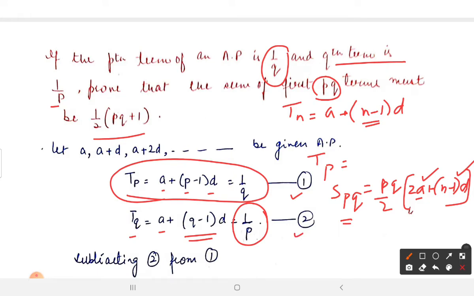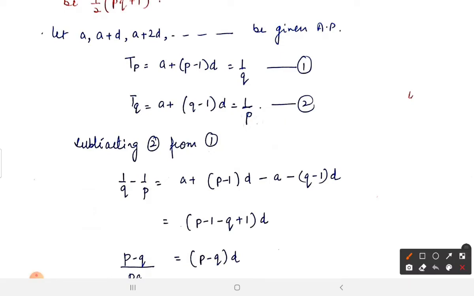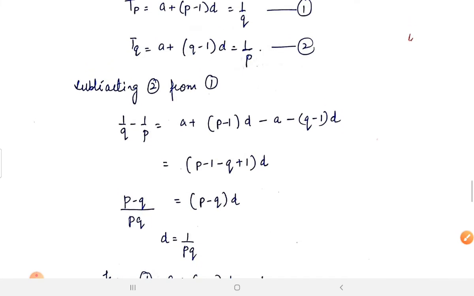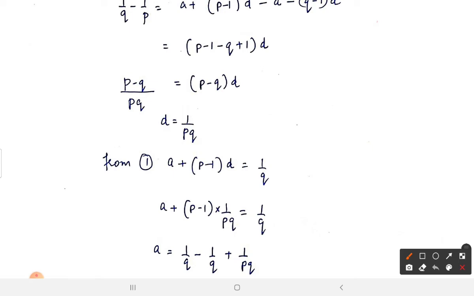So by subtracting 2 from 1, what will we get? We will get 1 by q minus 1 upon p equals a plus p minus 1 d minus a minus q minus 1 d. Take this, cancel with this, take d common, we have p minus q times d. Here also take LCM, we will get p minus q upon pq. This cancels with this, so d is 1 upon pq. Next, put d in either equation 1 or 2. From 1 we will get the value of a, and the value of a is 1 upon pq.